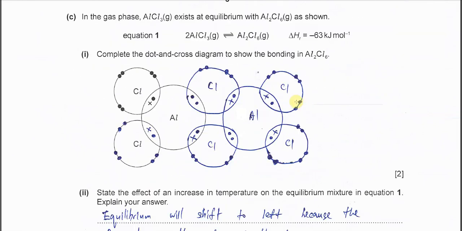Okay, part C. Just complete this Al2Cl6 drawing, right? So from this AlCl3 to form this Al2Cl6. You just need to make sure the dative bond is there between the Al and the chlorine, and this one also Al with chlorine, and you complete all the valence electrons of the chlorine and the aluminum, right? Something like this.